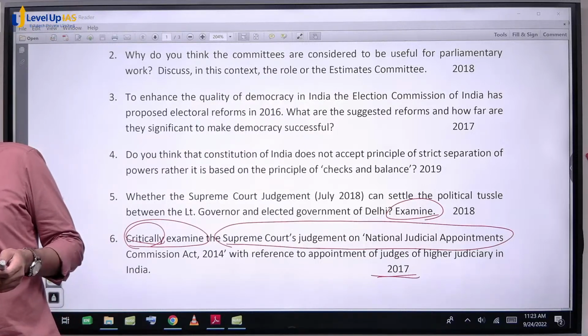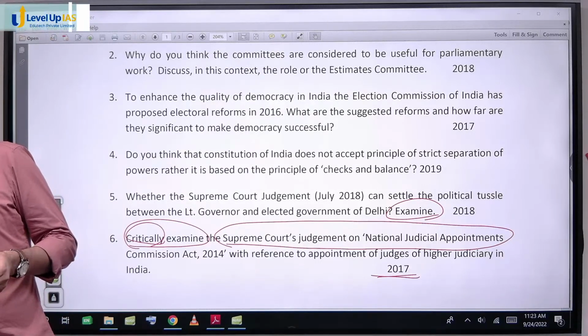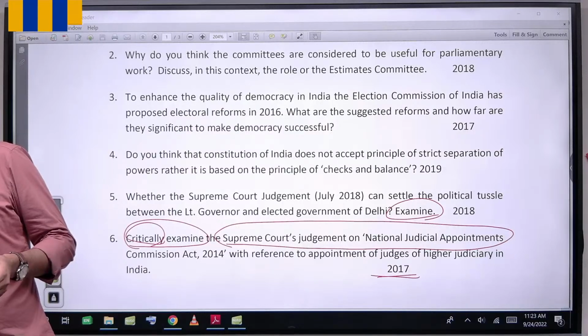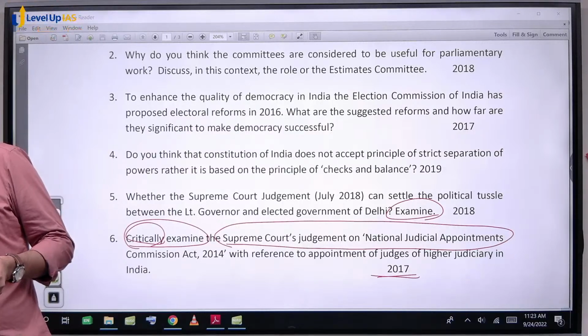No, leave it. I'll simply look at it from the YouTube, because on my phone it is continuously getting disconnected.